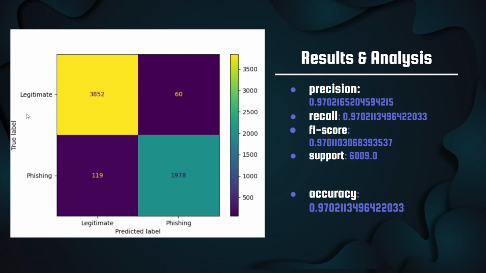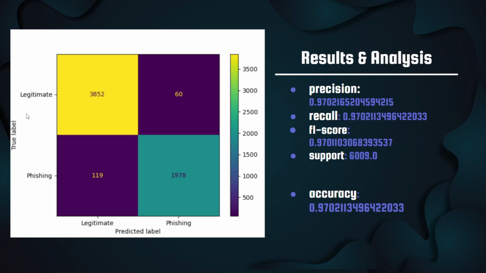Out of 3,112 emails that were truly legitimate, fine-tuned Roberta correctly labeled 3,852 as such, meaning there were 60 false positives, or 60 emails marked as phishing that were actually legitimate emails that should not have been detected.